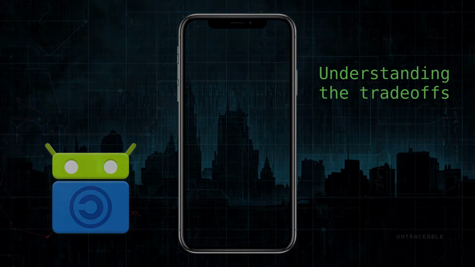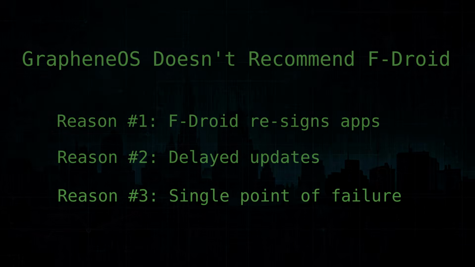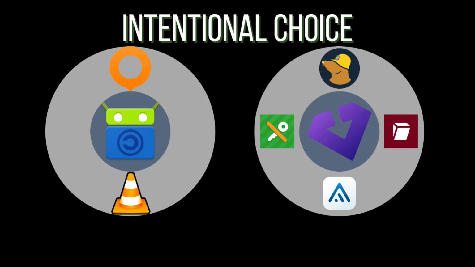Now I know what F-Droid does. They re-sign apps, they delay updates, and so I've decided for these apps, that's fine. For others, I want direct downloads from the developer. That's my intentional choice. I'm not just following the meta.